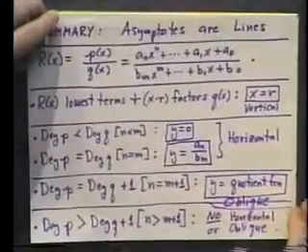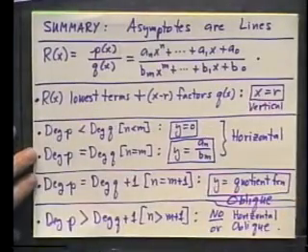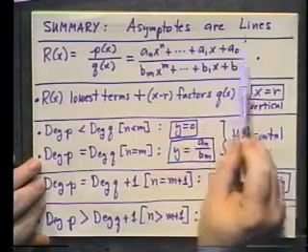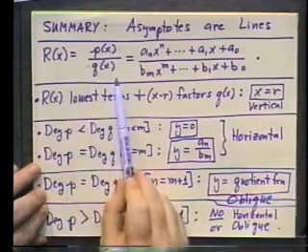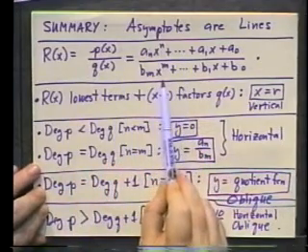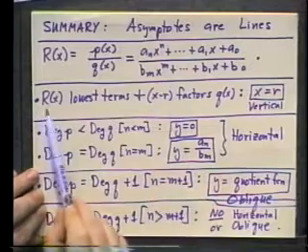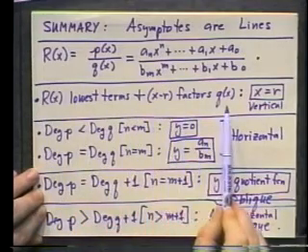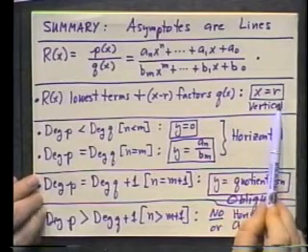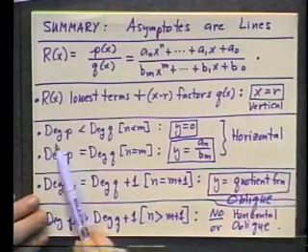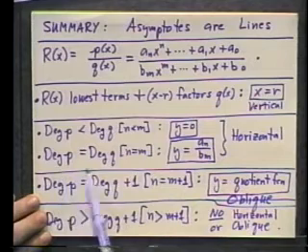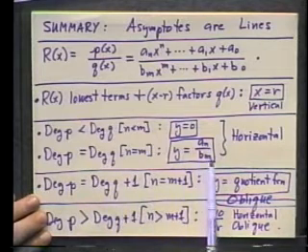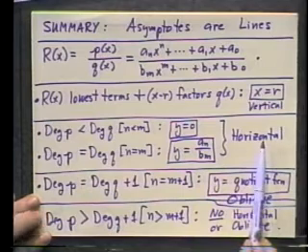Here's a summary of all this information about asymptotes. First line says it all. Asymptotes are lines. Asymptotes are not other kinds of curves. R of x is a rational function p over q with the a n's and the b m's down here, just as we've set before. If r of x is in lowest terms and x minus r factors the bottom, q of x, then x equals r is a vertical asymptote. If the degree of the top is less than the degree of the bottom, y equals 0 is a horizontal asymptote. If the degrees are the same, y equals a n over b m is another horizontal asymptote.